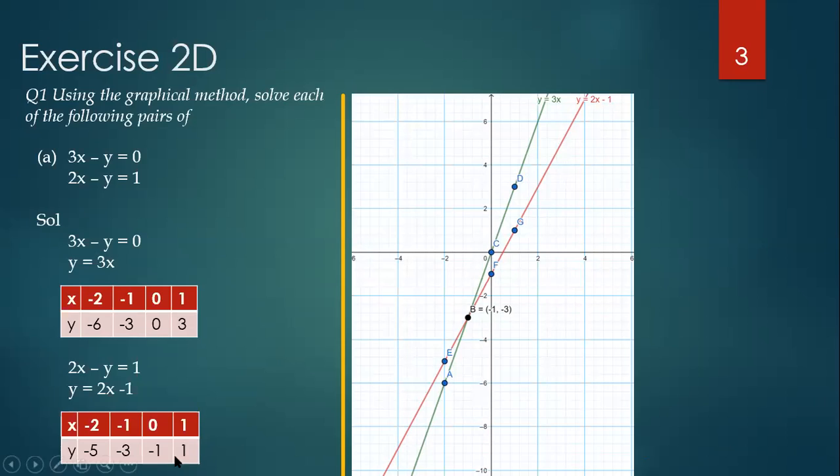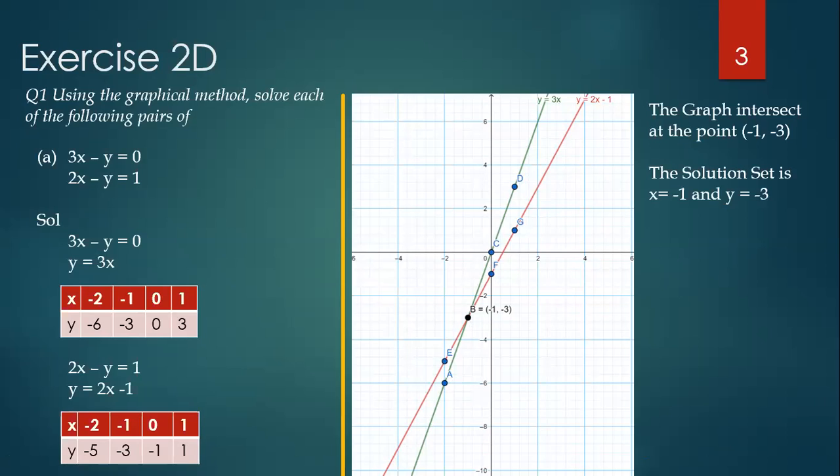And once both of these straight lines are drawn, they will intersect at the point (-1, -3). So the graph intersects at (-1, -3). The solution set is x equals -1 and y equals -3. Let's continue doing part B.